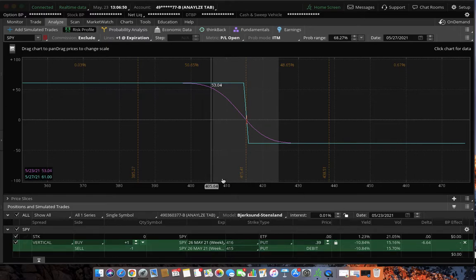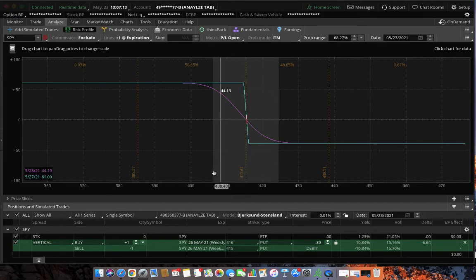Hit that, and now you're there. And now you can take a look at your order and see what that vertical spread looks like. Make sure your dates are correct. No, it actually is correct right there. Okay, so now you can see, if you stay to the left of this area, you're making money because now we bought a vertical put spread.